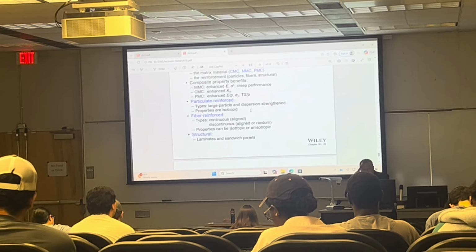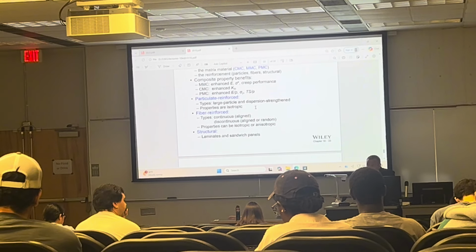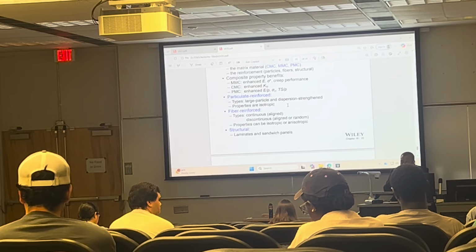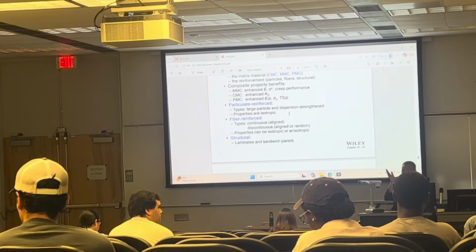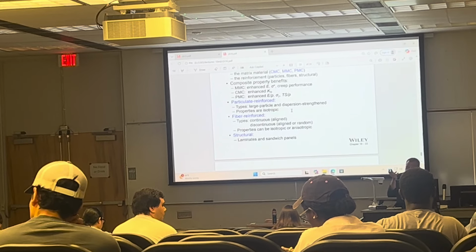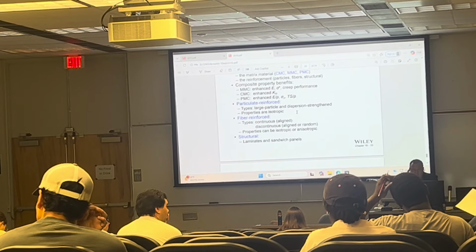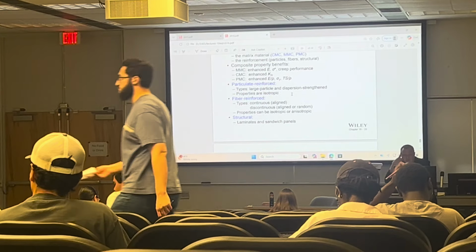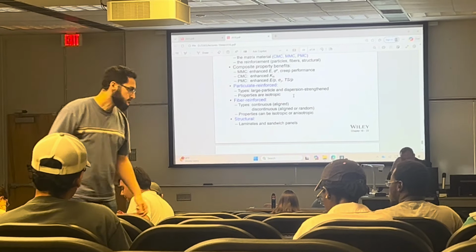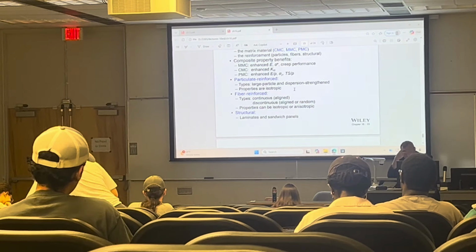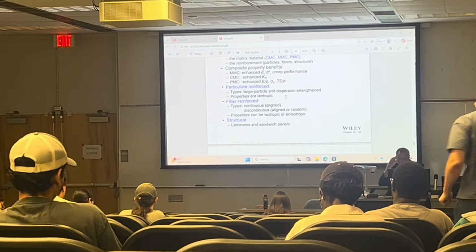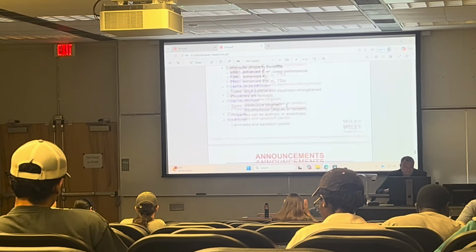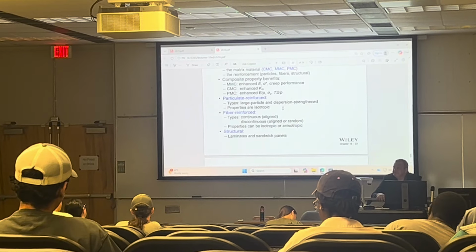For fiber reinforcement, we can have continuous, aligned, or discontinuous that can be either aligned or random. And the orientation of the fibers has to coincide with the axis of the load to give you this effect. And we discussed isostrain and isostress conditions. But the properties of the fiber reinforced can be either isotropic or anisotropic. And the structural, we talked about sandwich panels and laminates. That's it about composites.